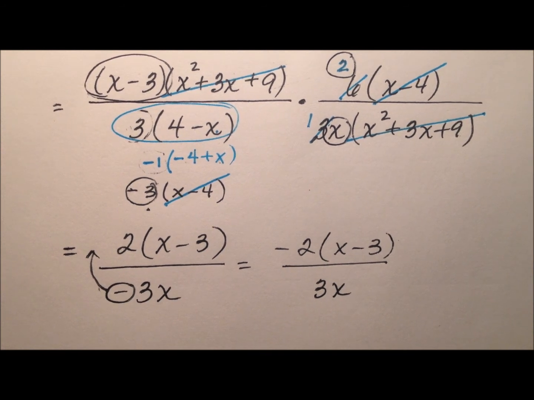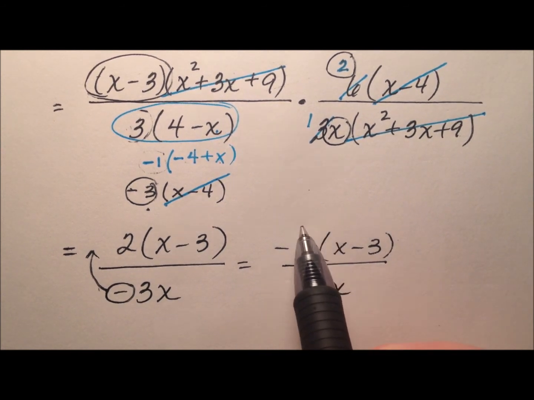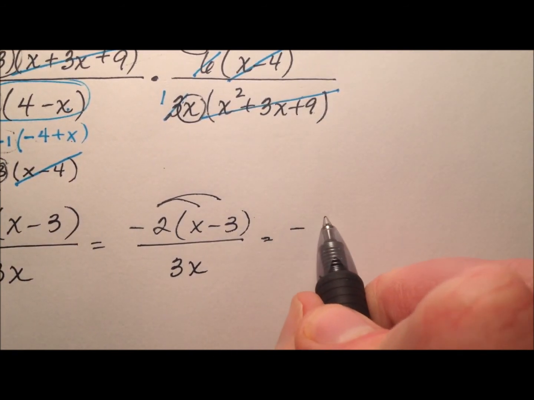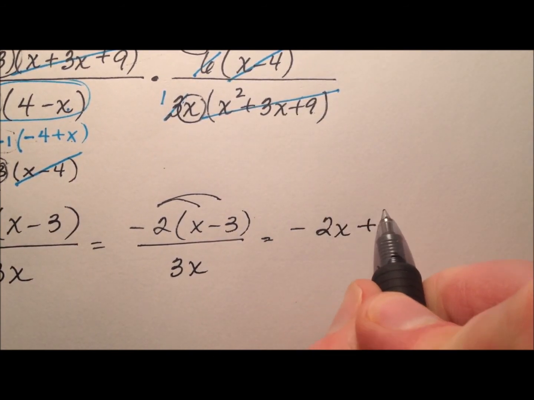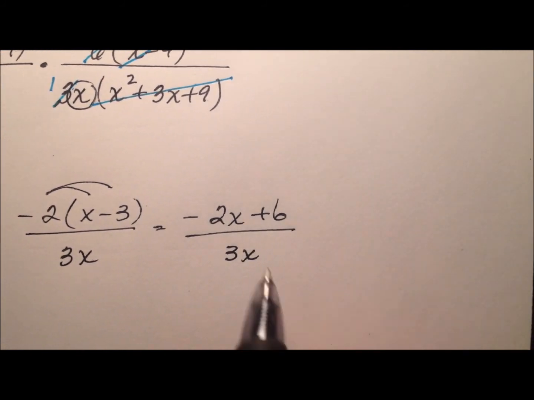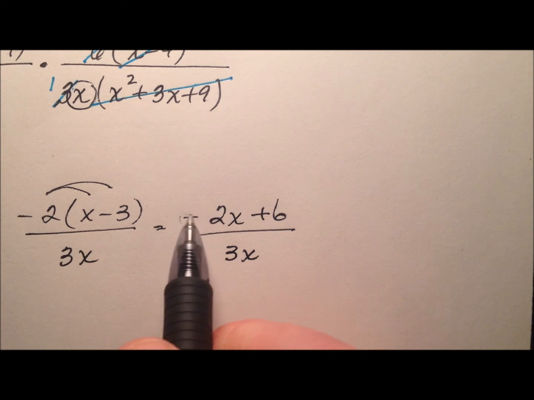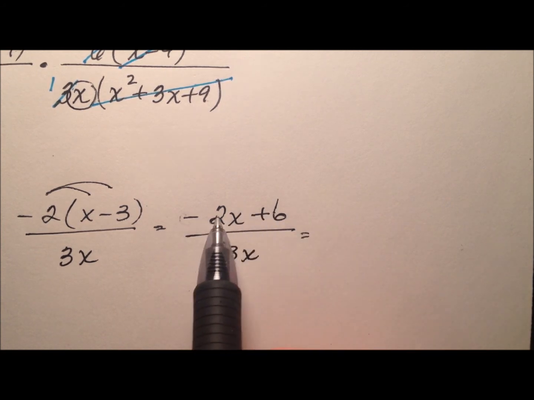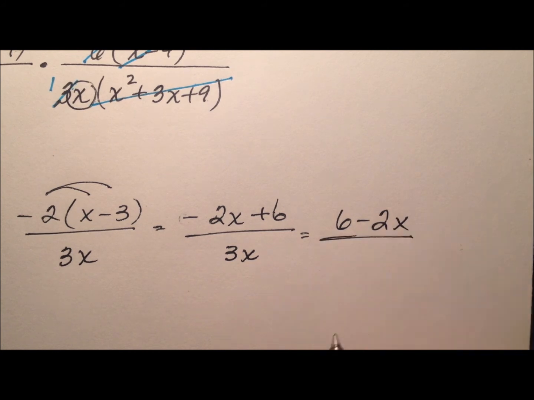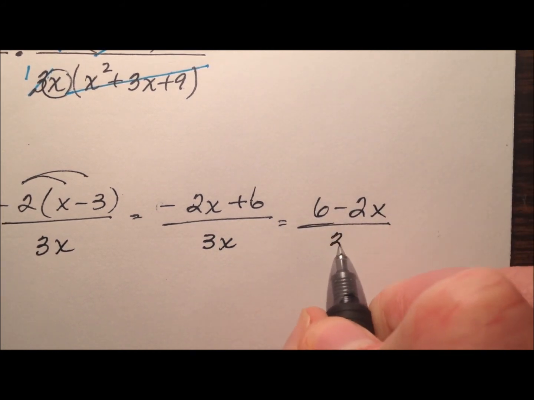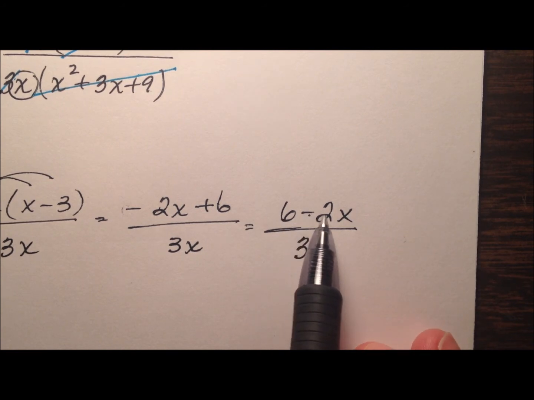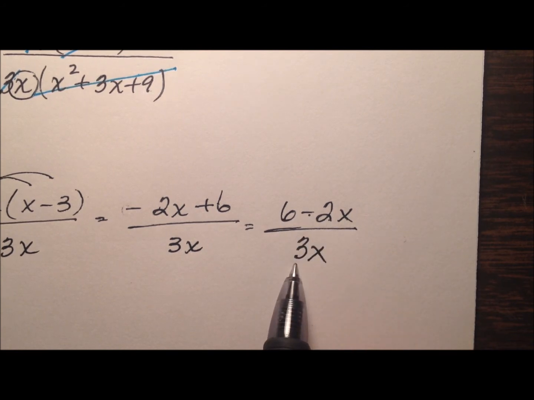One consideration you could make, since we need to multiply these together anyway, let's see what that looks like when we do it. Negative 2x plus 6 over 3x. I don't really like having my leading term be negative, so I'm going to switch the order of these two in order to hide that negative in the middle as a subtraction sign. Okay, so I have 6 minus 2x over 3x.